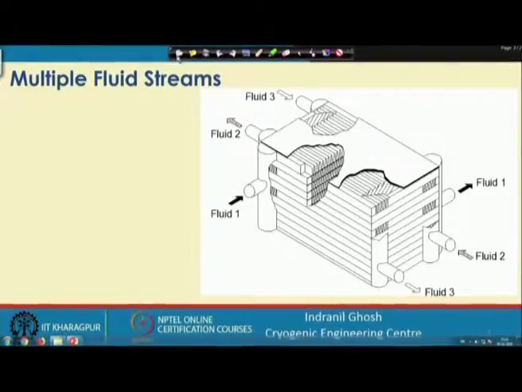And not only that, these fluid streams can be as many as 11 in number. We have come across heat exchangers handling 11 fluid streams.